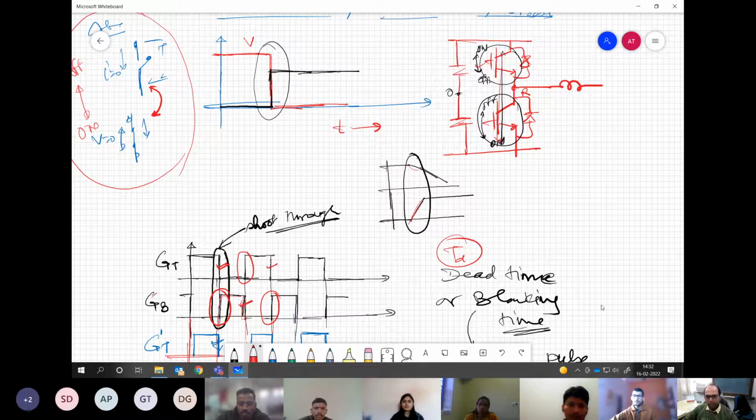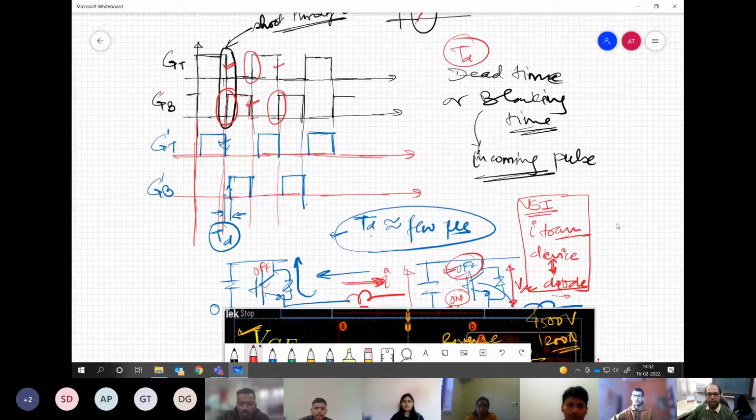To avoid all this, we need to have dead time or blanking time in the converter. What we do is the incoming pulse is delayed by a certain time. Everywhere, if you see, the falling edge is remaining at the original place, but the incoming pulse is delayed. Here also the incoming pulse is delayed for both top and bottom switches. By this we ensure that when one device is completely off, only then do we turn on the other device.